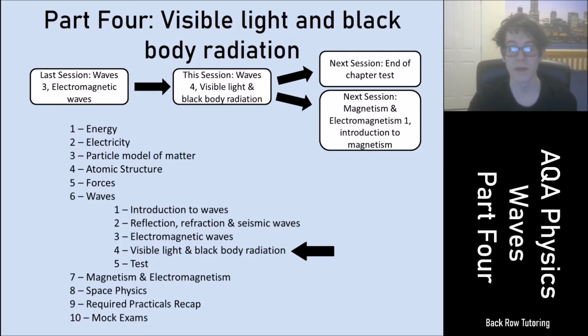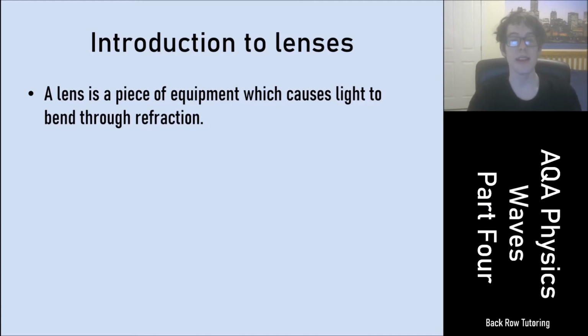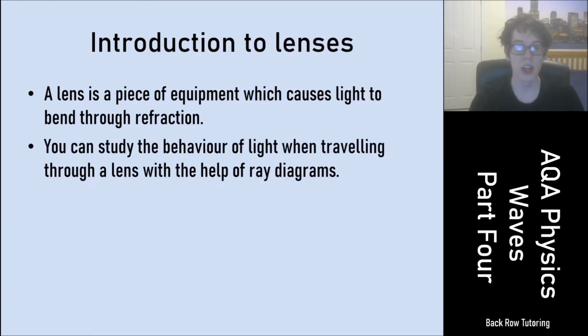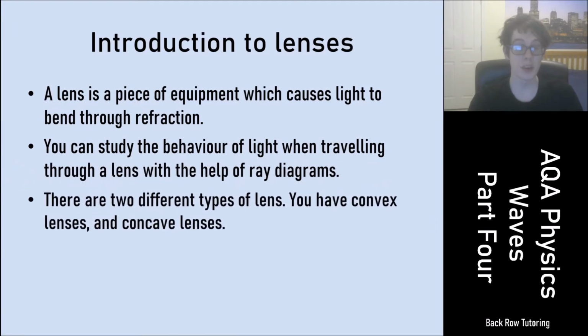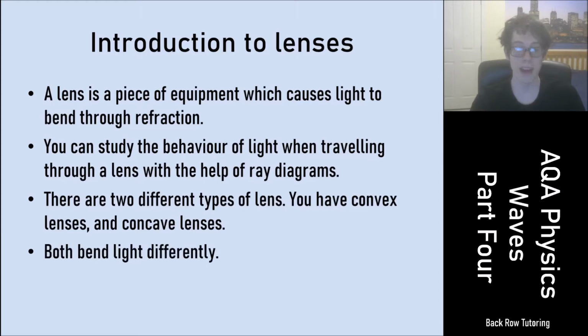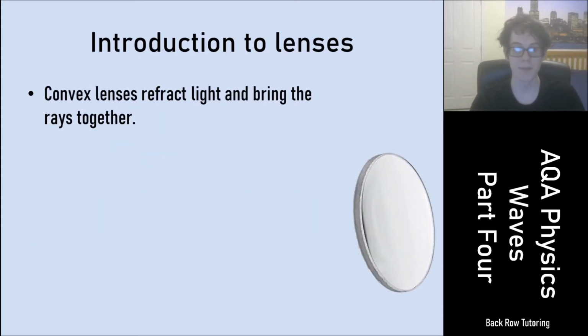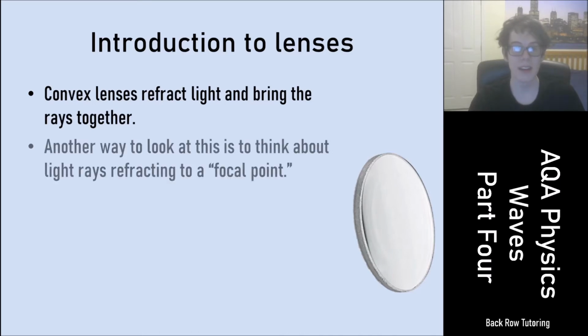So let's crack on. A lens is a piece of equipment which causes light to bend through refraction. You can study the behaviour of light when travelling through a lens with the help of ray diagrams. There are two different types of lens. You have convex lenses and concave lenses, and both bend the light differently. Convex lenses refract light and bring the rays together. Another way to look at this is to think about light rays refracting to a focal point.